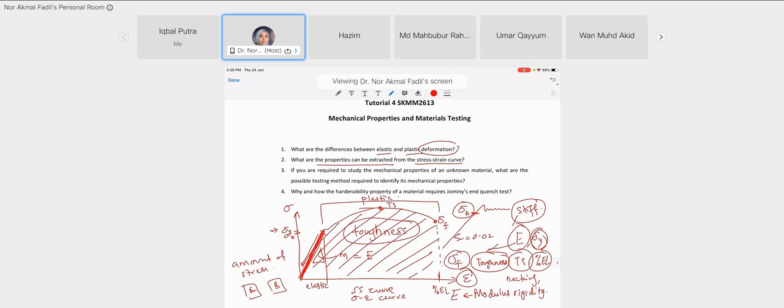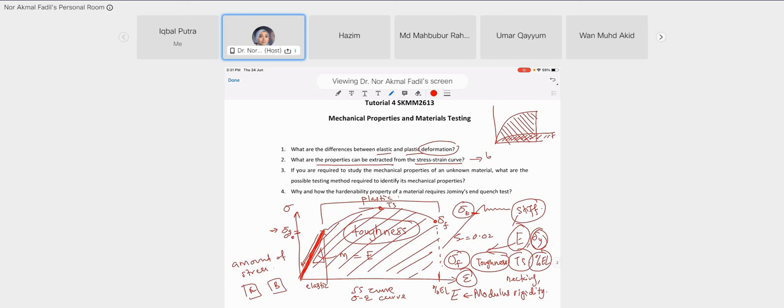Okay, there are 6 properties. So the area under the curve is defined by the toughness: how much energy can be absorbed by the material. Let's say you have this graph and this graph. The area under this graph is less, and the area under this graph is higher.